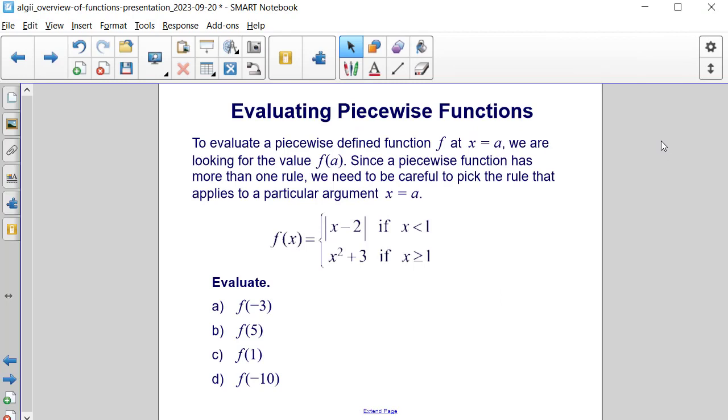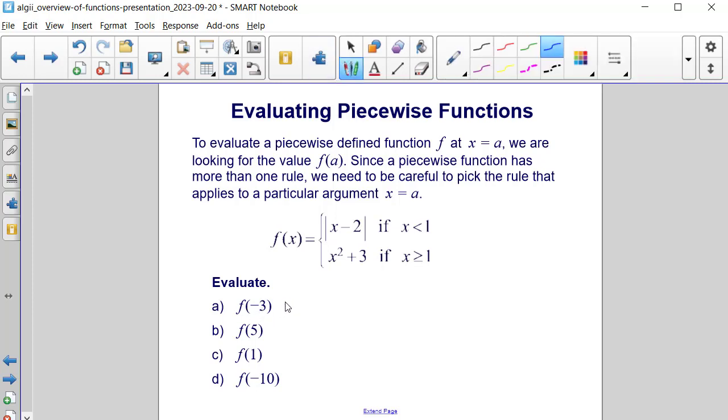Now let's discuss how to evaluate piecewise functions. To evaluate a piecewise defined function f at a point x equals a, we are looking for the value f of a. Since a piecewise function has more than one rule, we need to be careful to pick the rule that applies to a particular argument, x being equal to a. So here's our example piecewise function. F of x is equal to the absolute value of x minus 2 if x is smaller than 1. The function is equal to x squared plus 3 if x is greater than or equal to 1. So let's evaluate these 4 problems.